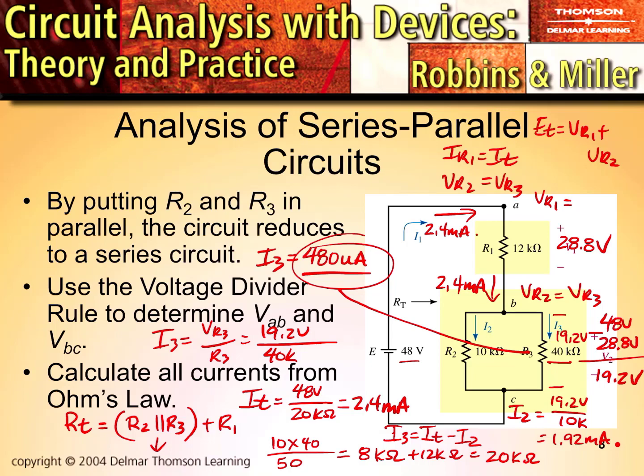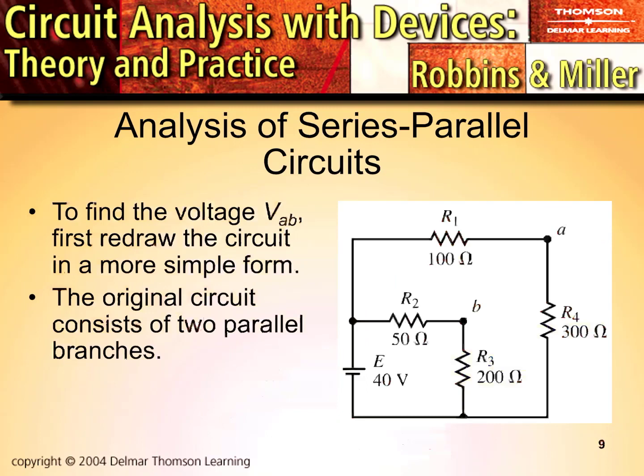Okay, so that's a pretty simple example, but it gives you the processes that we would do to come up with the unknown values. From there you can go about determining powers if you want, because we have voltage and current for each component.